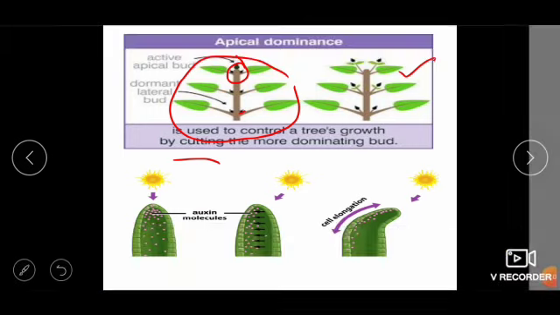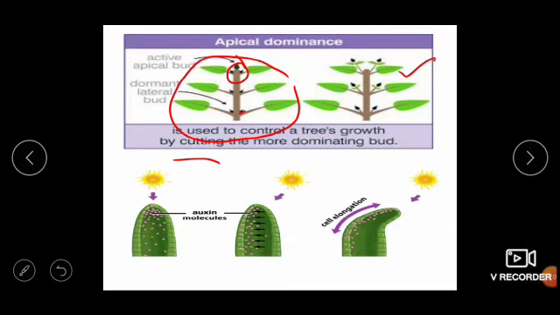In the second figure, this is again showing how the auxins are being formed. This is the tip of the stem, and the sunlight is coming straight. Then what happens at the tip? The auxins are being formed. This auxin will diffuse downwards into the cells below and help in elongation of the stem, so the stem will grow straight.